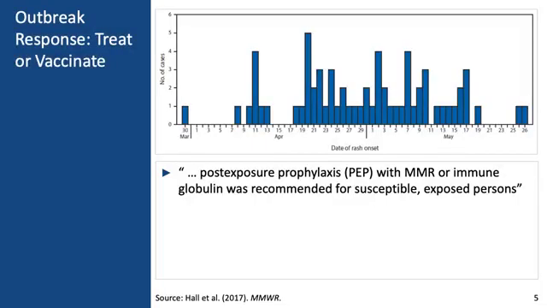And then for many diseases, one of the best responses is to treat or vaccinate cases. For instance, here we're showing an outbreak of measles, and the response was to do post-exposure prophylaxis with MMR vaccine, that's measles, mumps, and rubella vaccine, or immunoglobulin for susceptible people who were exposed to cases.